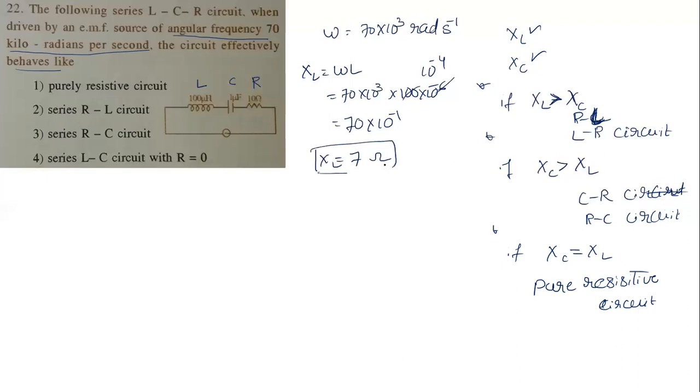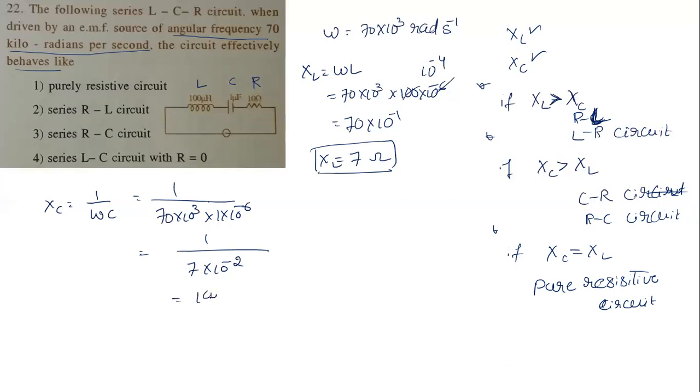XL we got how much? 7 now. Let's find XC now. XC is 1 by omega C. It is 1 divided by omega, which is 70 into 10 power 3, in capacitance 1 microfarad, 1 into 10 power minus 6. So if we simplify this, 1 divided by 7 into 10 power minus 3 minus 2.